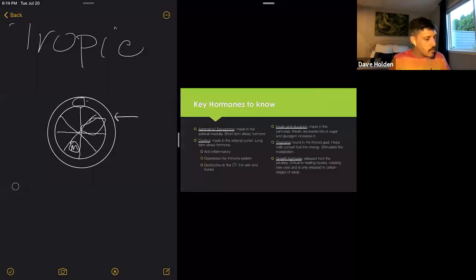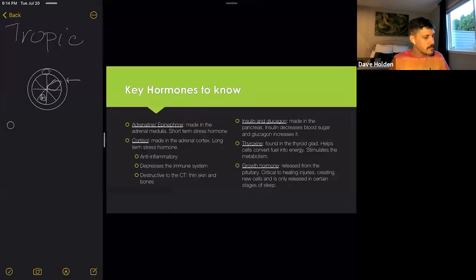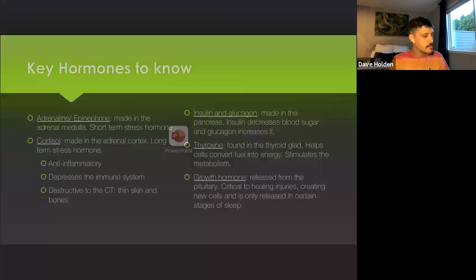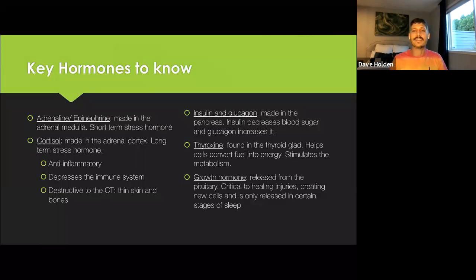So the key hormones to know, wow, that's really small, sorry. Can we see that a little bit better? Nope. Is that better? Yeah, that's better.